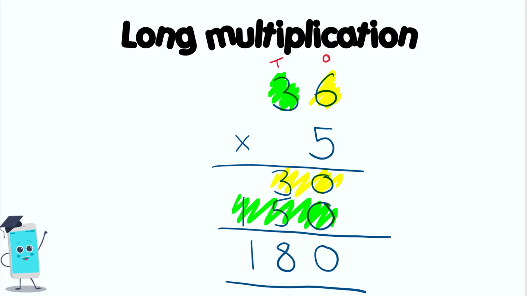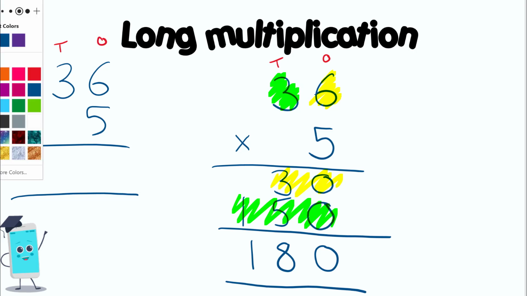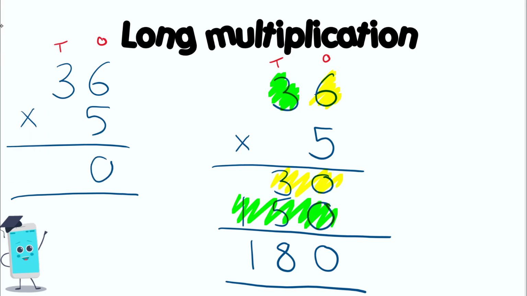To show it another way, I might not separate my 10s and my 1s. I still need to be aware of my 10s and my 1s. So 6 times 5 is 30. Now this time I put my 0 here and I carry my 3 10s here. But in some schools they carry the 3 here. It doesn't really matter where you put it as long as you're consistent and you remember that you're carrying it.